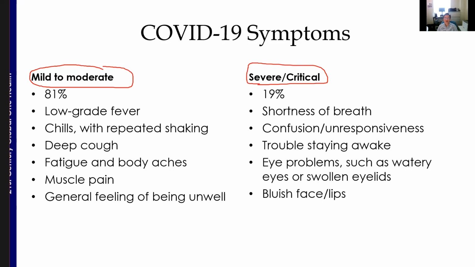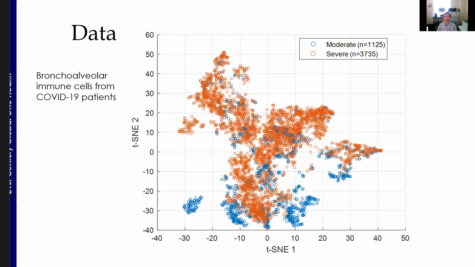Less than 20% of patients will develop such severe symptoms and be in critical condition. But we're going to compare these two groups of patients and see what the gene regulatory difference between them is, so we have a better understanding of the COVID-19 immune difference.